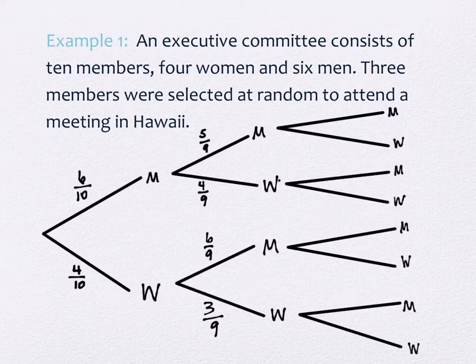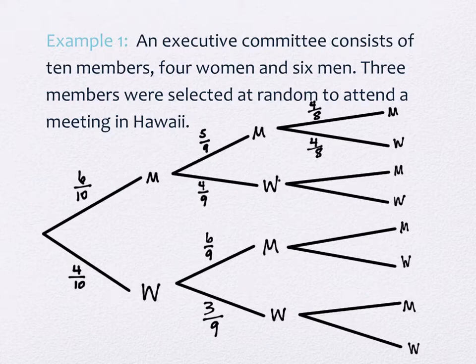All right, so let's go along the top. If I go strictly straight across the top, I've selected 2 men. How many men's names are left if I've selected 2 men? 4 out of 8. So how many women's names are left? 4. The same 4, because none of them have been selected, out of 8, right?